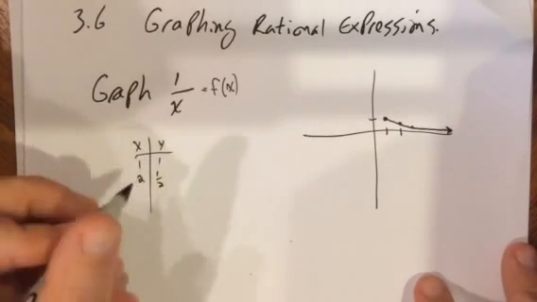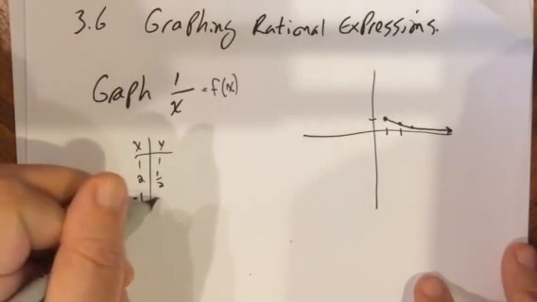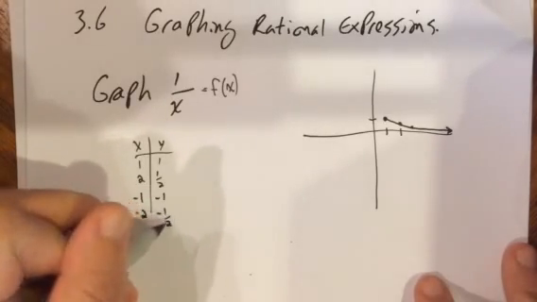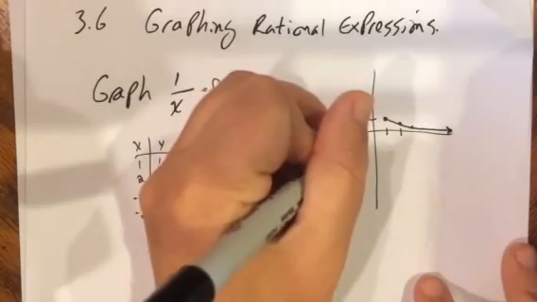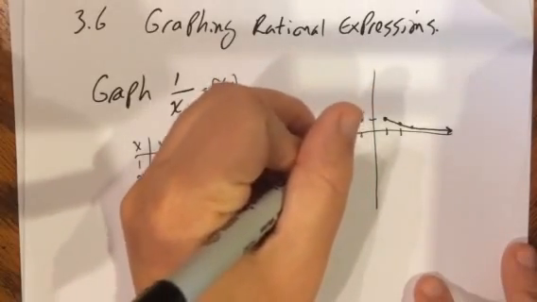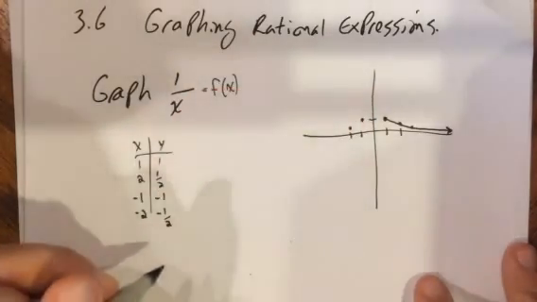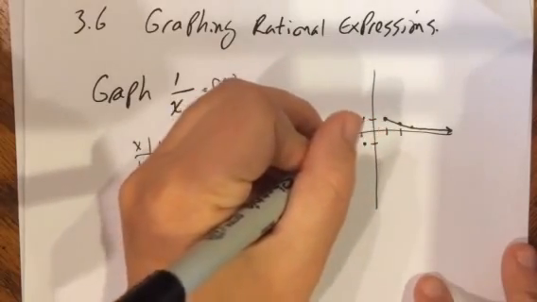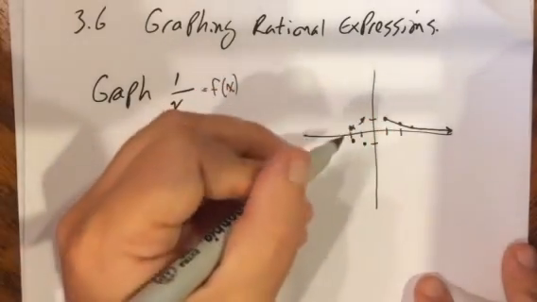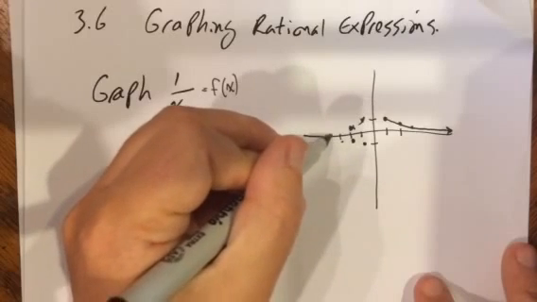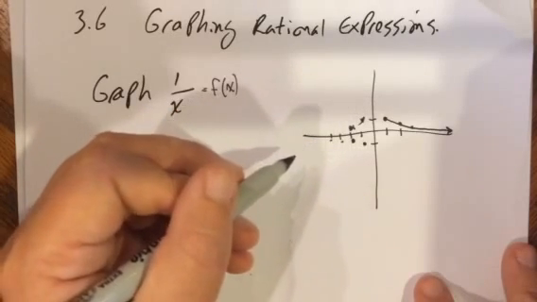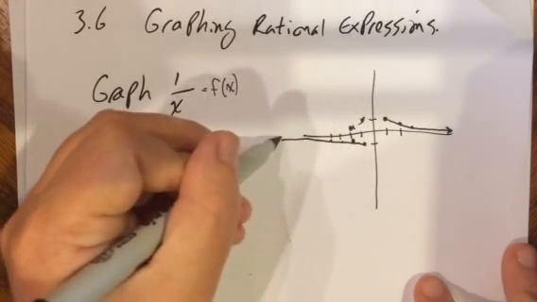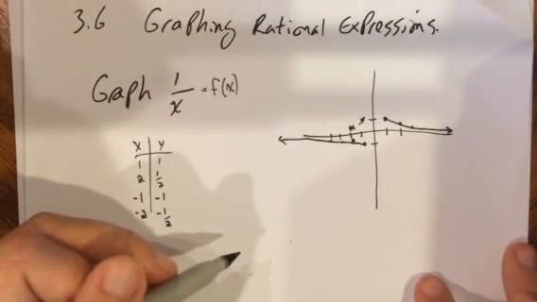This happens also on the negative side. If I sub in -1 for x, I get -1. If I sub in -2, I get -1/2. So I get this negative going the other way, -1/2 like that. -3 would give me -1/3. -4 would give me -1/4. And again, -100 would give me -1/100th. So I would get really close to 0, but not hit it.